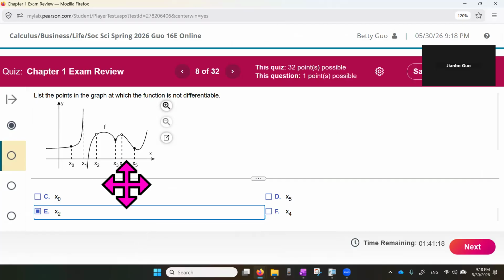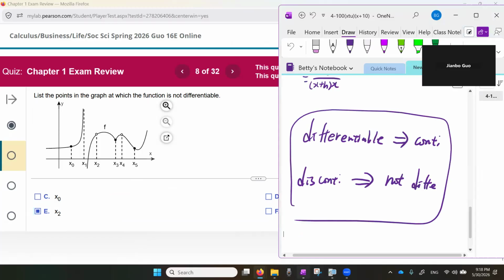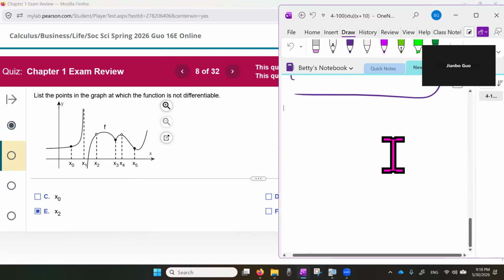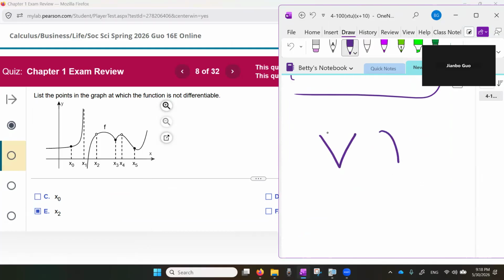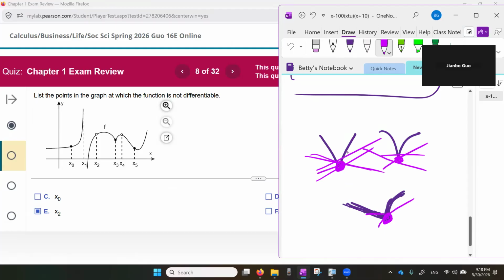What about x3? It's continuous, but it's not differentiable. So what is the name of that? It's called a cusp. If you see something like this, then the function is not differentiable at that point. This is an angular point. Why? Because you are not able to find a tangent line. The tangent line does not exist.